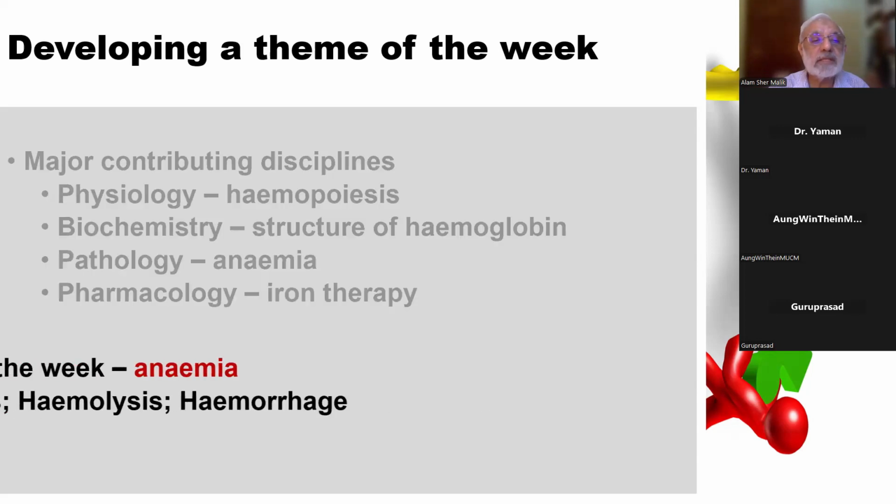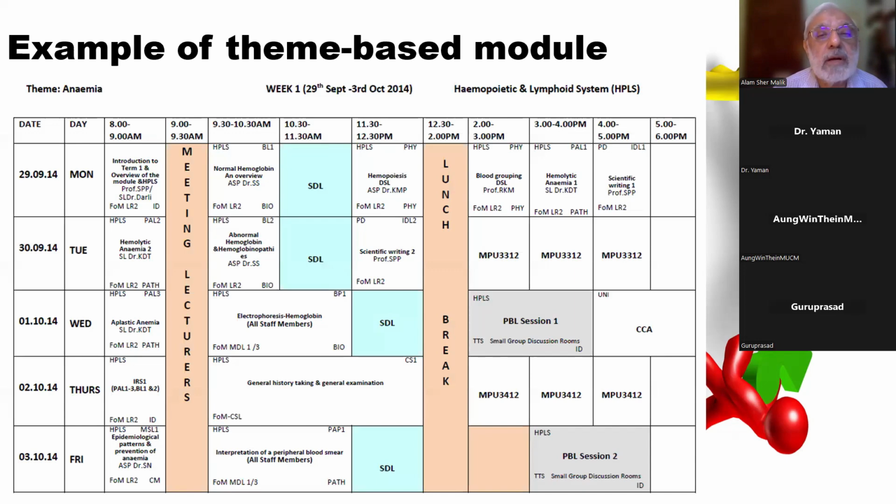Now here is, let's say, the timetable of a theme. The theme is anemia, and you see the different disciplines contributing to the same theme. For example, here is biochemistry teaching normal hemoglobin, then physiology teaching hemopoiesis, and pharmacology teaching iron therapy. So in this way, there is a module of the hemopoietic and lymphoid system.